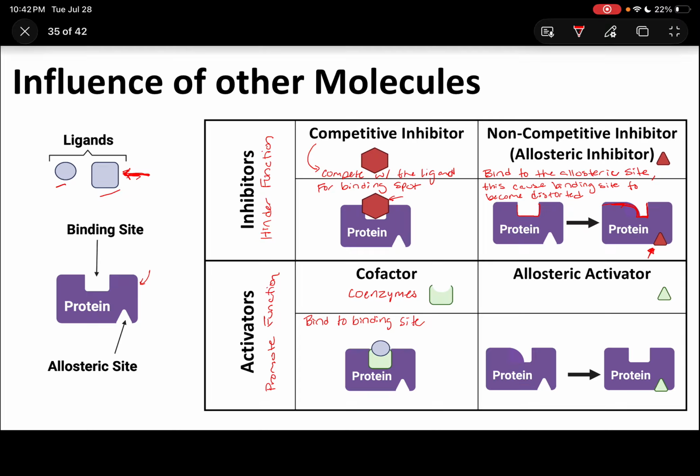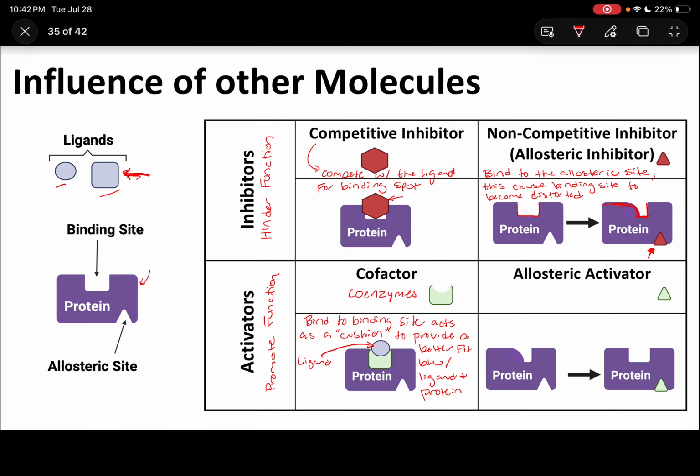But in this case, it's not going to block the ligand. In this case, binding to the binding site acts as a cushion. I'm going to put cushion in parentheses since that's not really a scientific term, to provide a better fit between the ligand and the protein. So we can see in this image that the blue circle is the ligand.